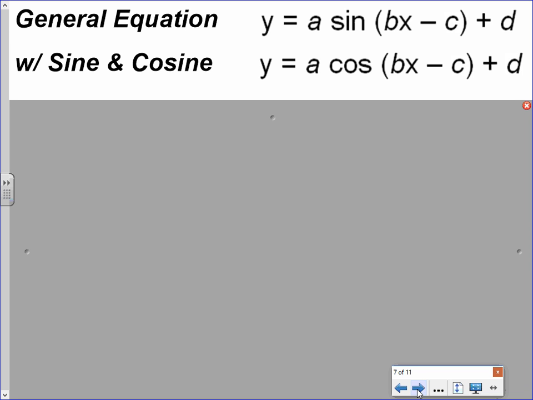I would like you to write these two equations down, okay? You're going to be able to graph the parent function, no problem. But I'm not going to ask you to graph the parent function very often. I'm going to ask you to graph functions that have been transformed. So, how do A, B, C, and D affect our specific parent functions? We're going to talk about that.